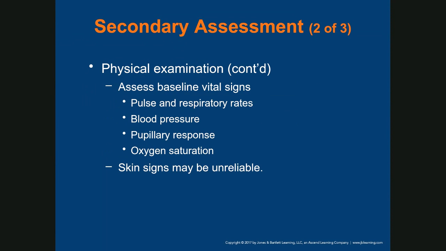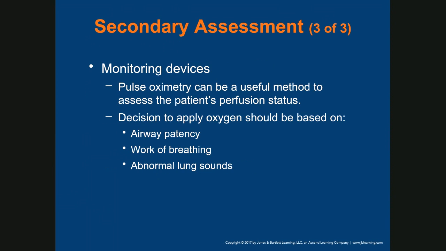Assess baseline vital signs: pulse, respiratory rate, blood pressure, pupillary response, oxygen saturation. Skin signs may be unreliable. Monitoring device: pulse oximetry can be a useful method to assess the patient's perfusion status. It can help you to make decisions around management for airway, work of breathing, and what you need to do if you hear any abnormal lung sounds.